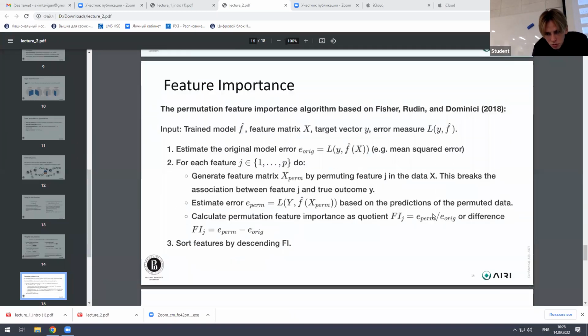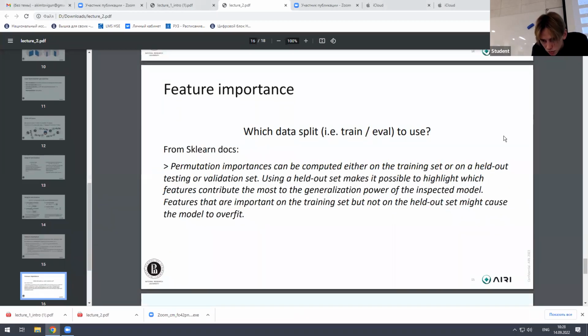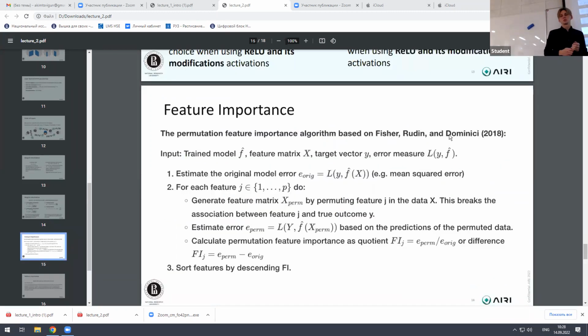Okay, so the final thing which we will embrace today is the feature importance algorithm: how to calculate the feature importance for neural networks. Surprisingly, this algorithm was suggested not long ago, just 4 years ago, but it's very simple and it does not require us to fit our model several times. The algorithm is as follows. We first have some trained model F, some feature matrix X, target vector Y, and error metric L.